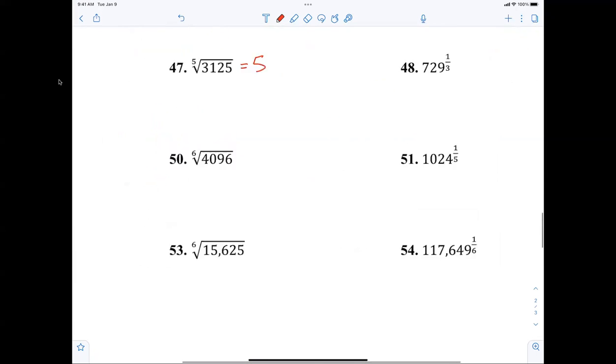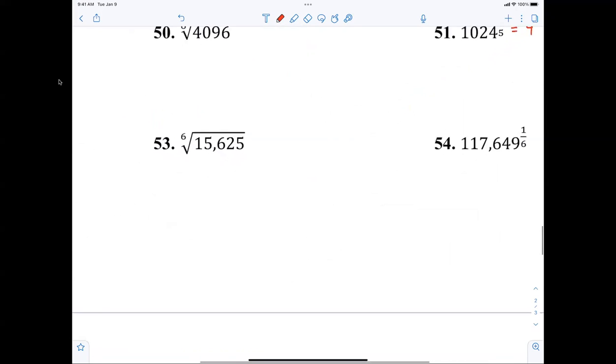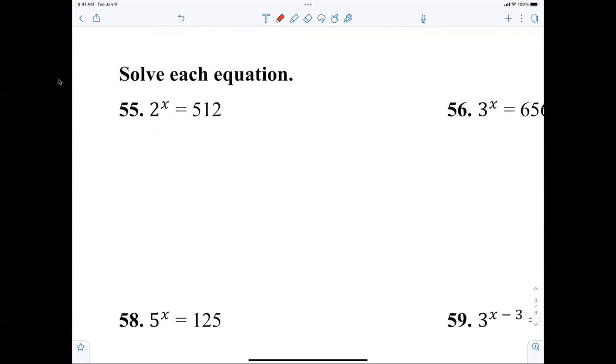All right, 51. What's the 5th root of 1024? 4. That's what I got. 53. The 6th root of 15,625. What is that? 5, right? All right. 2 to the what power is 512? 2 to what power? 9.